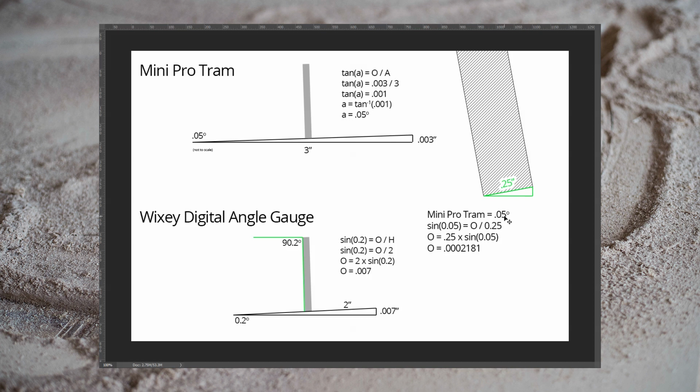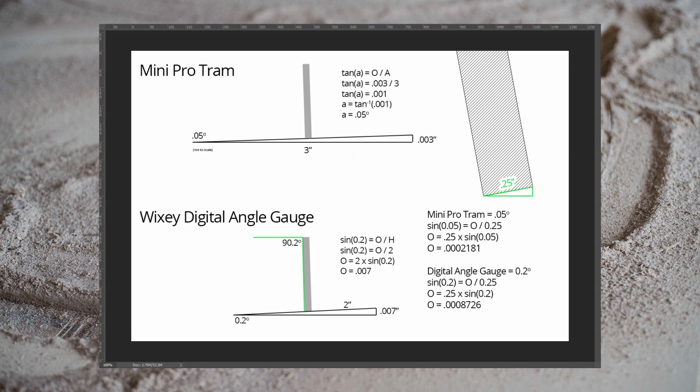Starting with the Mini Pro Tram system, which measured at 0.05 degrees, we can work out that the sine of 0.05, that would be the angle in here, is equal to the opposite side, the deviation we're looking to calculate, divided by the hypotenuse, the 0.25 inch diameter of the end mill, giving us 0.25 times the sine of 0.05 gives us 0.0002 inches of deviation between the left and the right. Or in other words, if you consider the center of the end mill to be your starting point, each side would be 1/10,000th of an inch low or high, depending on how you're looking at it.